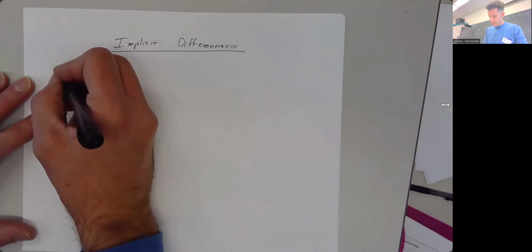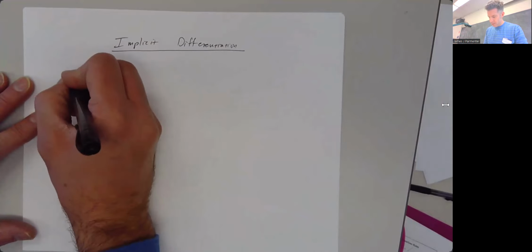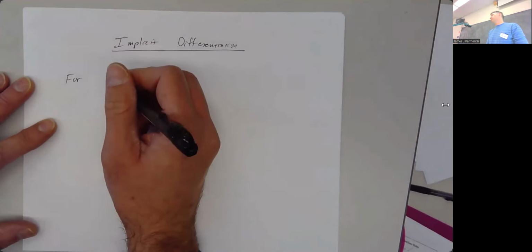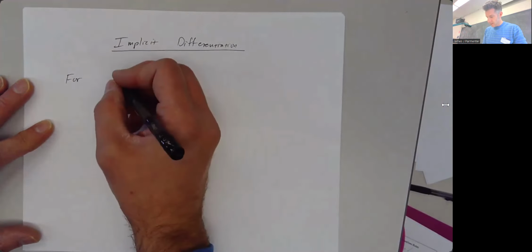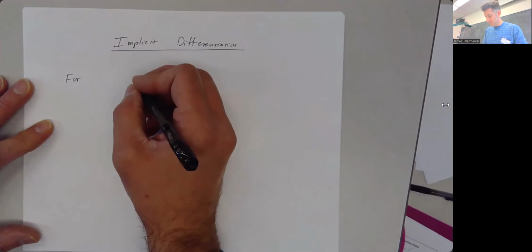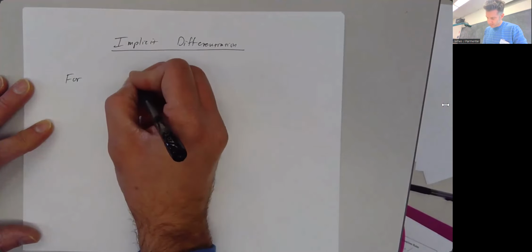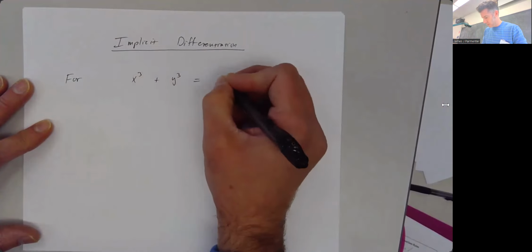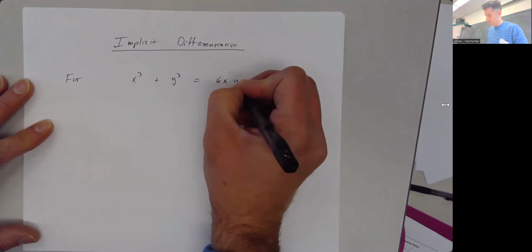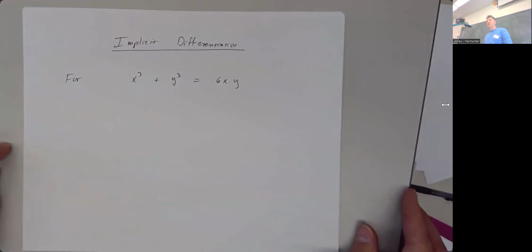So let's take a look at this example for a second. Let's do it this way. Let's say we have x cubed plus y cubed equal to 6x times y. And I want to find the derivative of this.